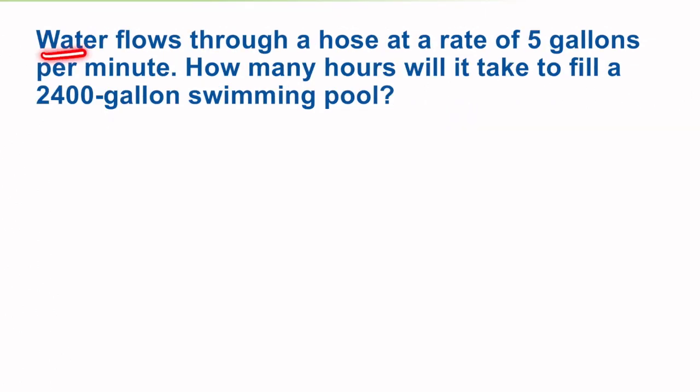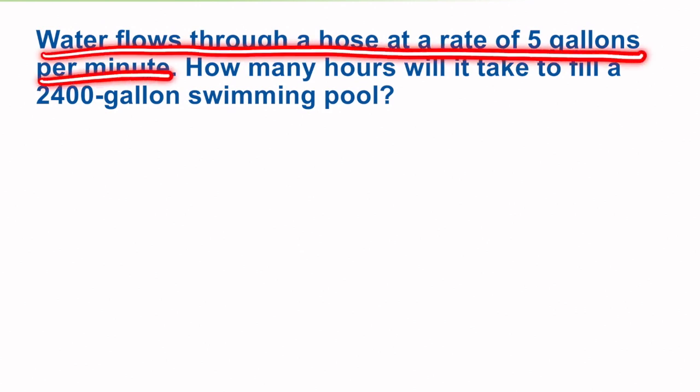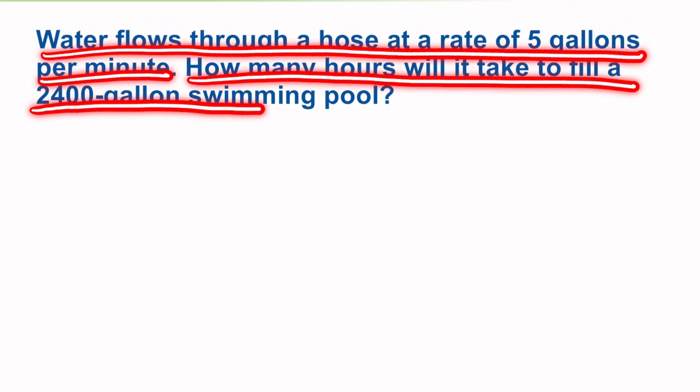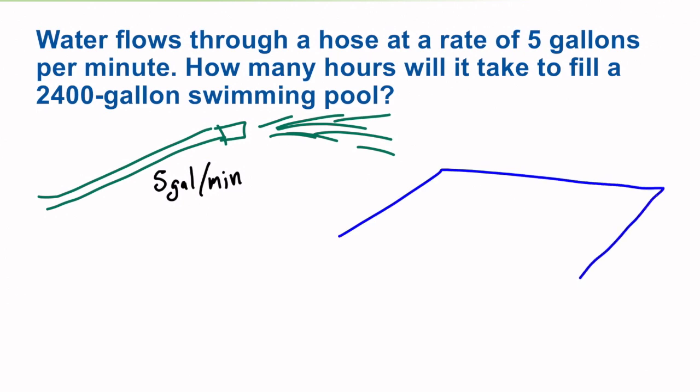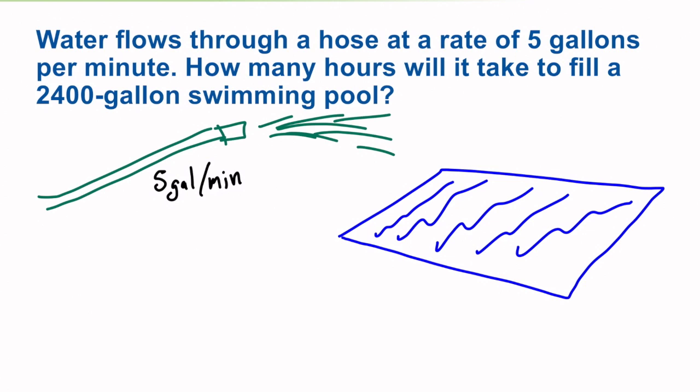Let's look at the second problem. It says water flows through a hose at a rate of 5 gallons per minute. How many hours would it take to fill a 2,400 gallon swimming pool? So we have a hose that has a rate of 5 gallons per minute, and we have a swimming pool that requires 2,400 gallons of water. And we know that every minute we can put in 5 gallons, and we need to find out how many hours it would take to fill the whole thing.